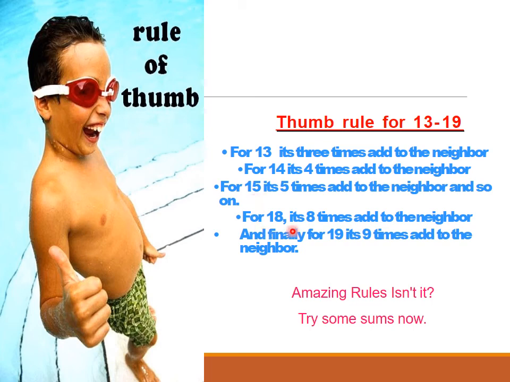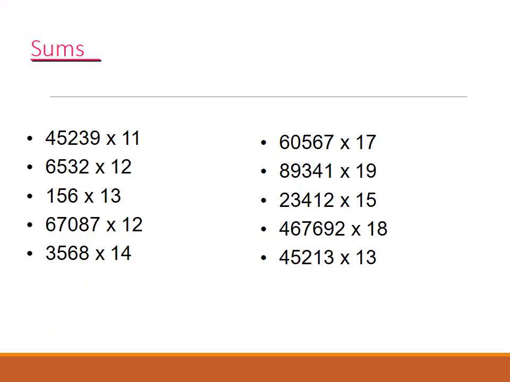And for 18, it's 8 times, add to the neighbor. And finally, for 19, it's 9 times, add to the neighbor. Amazing rules, isn't it? Try some sums now. Now you can try this by yourself and check. And did you find it really easy? Tell me.